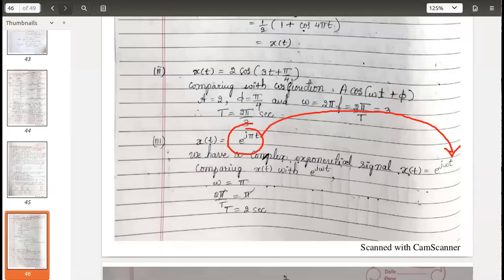If you compare the j term, then the t term, then the omega term, omega is equal to pi. Omega is 2 pi f, or 2 pi divided by T, which is equal to pi. So pi gets cancelled and T is equal to 2 seconds. The time period is equal to 2 seconds.